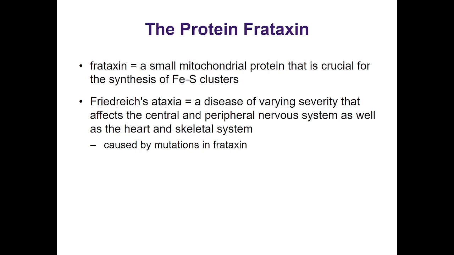Frataxin is a small mitochondrial protein that is crucial for the synthesis of the Fe-S clusters. Friedreich's ataxia is a disease of varying severity that affects the central and peripheral nervous system, as well as the heart and skeletal system. It's caused by mutations in frataxin. And so we have mutations here, and again, we're going to have difficulties synthesizing these Fe-S clusters, right? And so you're no longer laying your wire, and guess what happens to your system? It malfunctions, doesn't it?